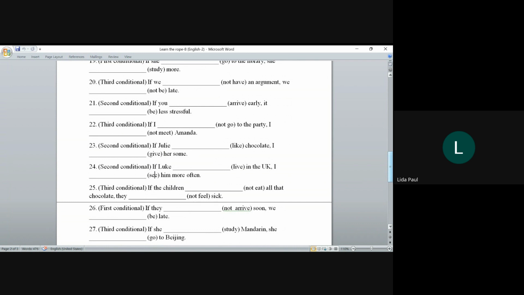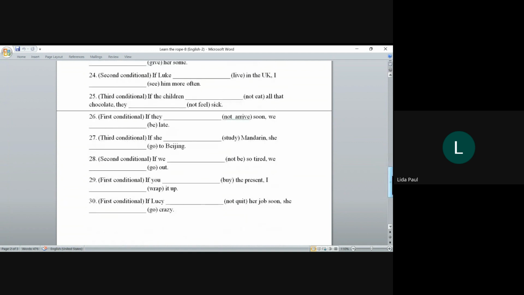Right? 26 is first conditional. If they don't arrive soon, we will be late. So, sorry, 26 is first conditional: simple present and simple future. Very easy. If they don't arrive soon, right? Because you have the negative form here. If they don't arrive soon, we will be late.